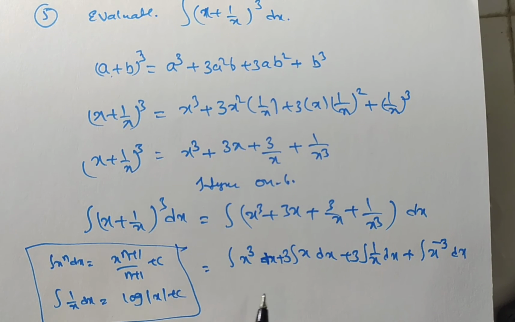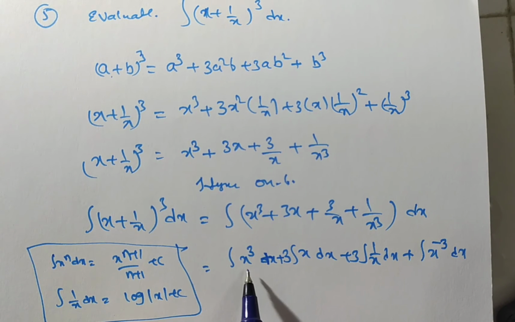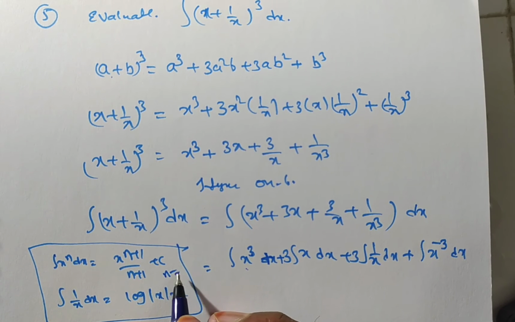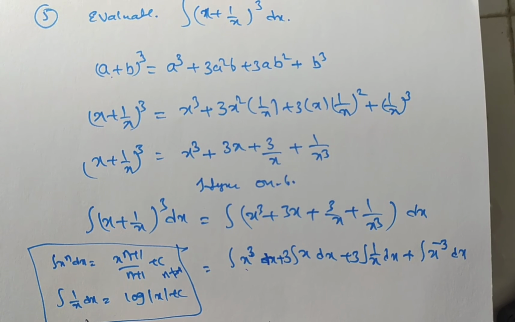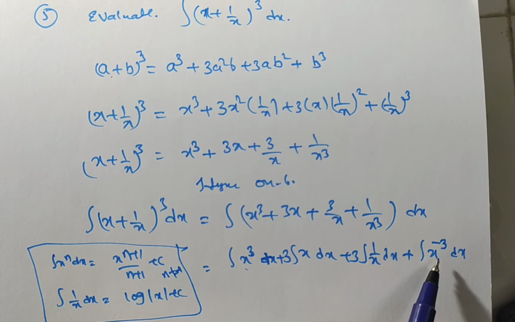Now this problem, by using a combination of standard form 1 and 2, you see x power 3 and x power 1 are in x power n form. 1 by x is x inverse, and there we cannot apply the x power n formula, because it is not applicable for n equal to minus 1. So minus 1 means 1 by x form, which is standard form 2. Here x power n is standard form 1.